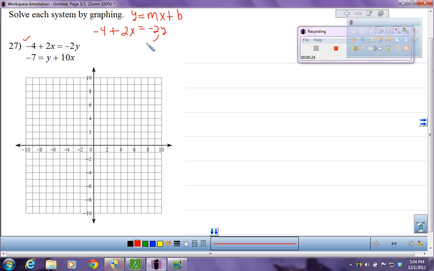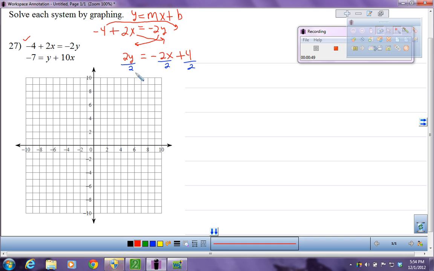So if I switch this over here, it becomes positive 2y. If I change this over here, it becomes negative 2x. And if I change this over here, it becomes plus 4. And as you can see, we're almost done. Just need to leave the y alone, so divided by 2.